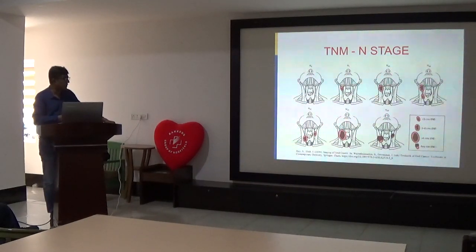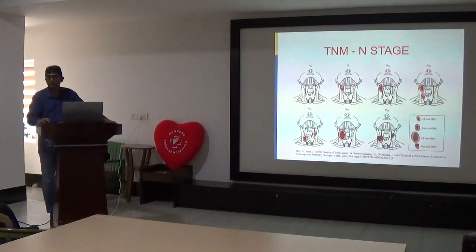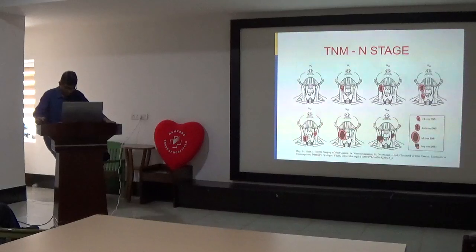N3A is a node which is more than 6 cm in size, but the capsule is intact, there is no extranodal spread. And N3B is any size node which has an extracapsular or extranodal extension. So this is how we would stage the nodal neck. So all these metastasized lymph nodes are always hard in consistency clinically, or they can be different? They can be different, but most of them are firm to hard in consistency.